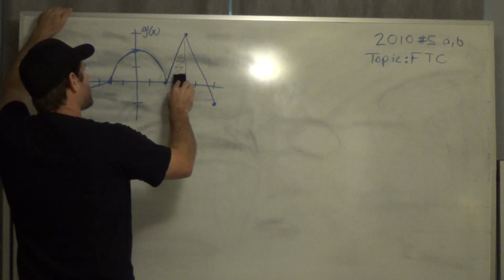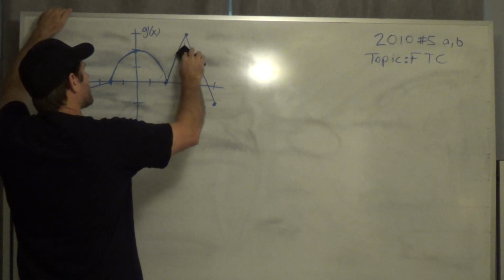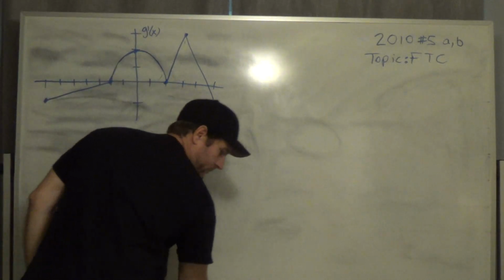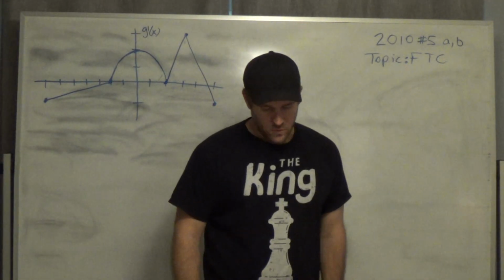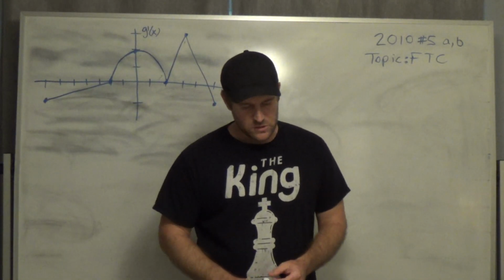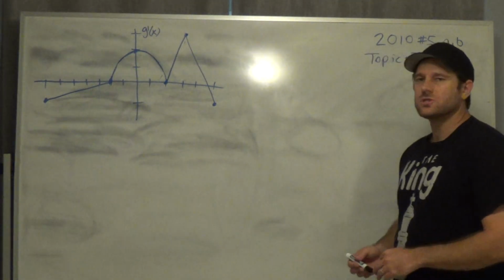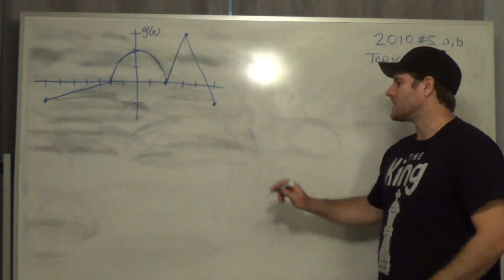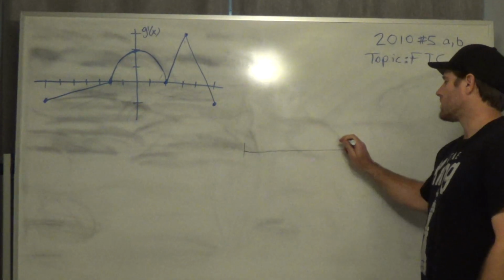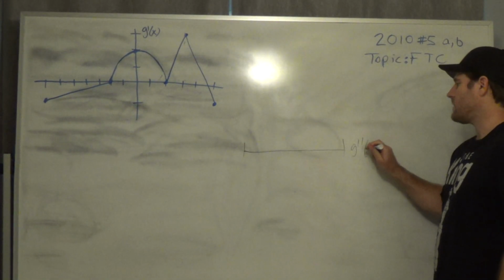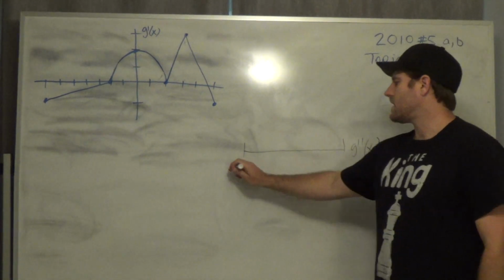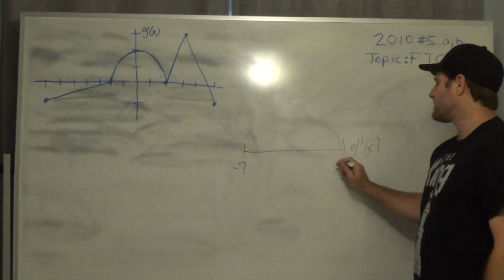All right, so let's talk about part B. For part B, they want us to find points of inflection. If you just did the previous question, you know how to find points of inflection for g of x. Points of inflection are where the second derivative changes sign. So we would want a sign chart of the second derivative, g double prime x. And this graph goes from -7 all the way to 5.